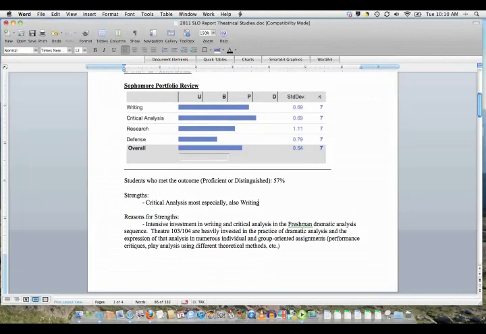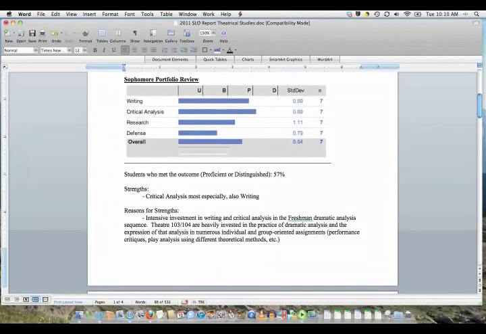And each of these little report things that I've created has 4 sections. Strengths, what the kids did well in. So I looked at, yep, they're good at critical analysis, slightly above proficient. Writing is slightly below proficient. So those seem to be our strengths, which are pretty good.